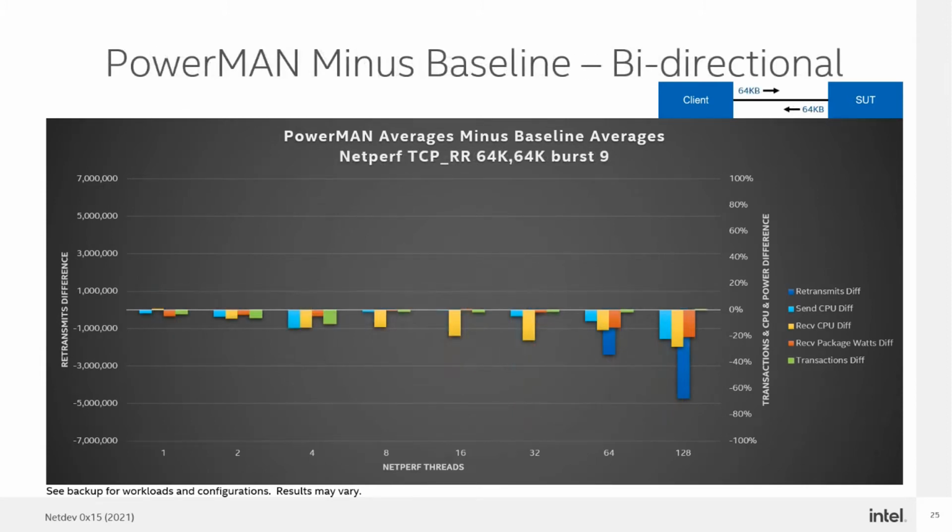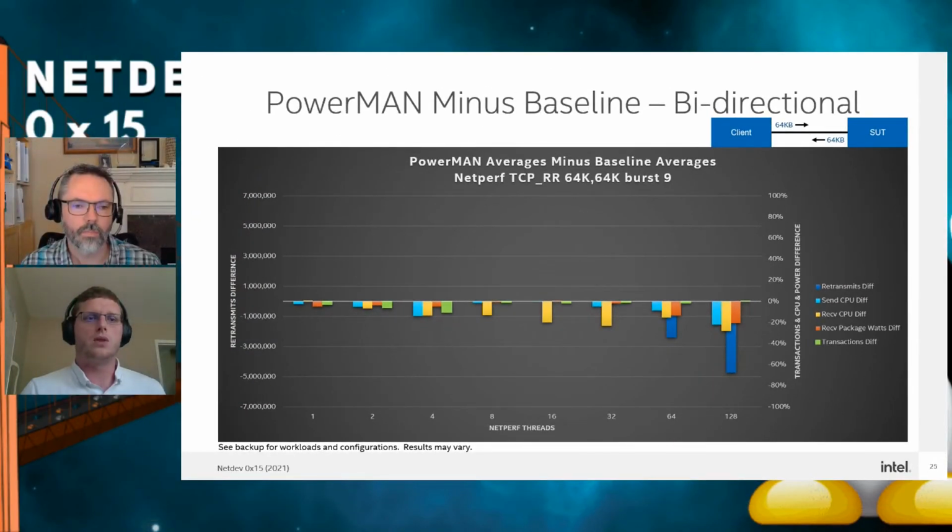And here is our bidirectional case, where we sent and received 64 KB buffers. Again, you can see the most benefits in the higher thread cases. For the 64 thread case here, our retransmits are about 2.5 million fewer, and we also save power and CPU use. The same goes for the 128 thread case, where we had almost 5 million fewer retransmits, and then we saved even more power, and the CPU usage was even less. Next slide, please.